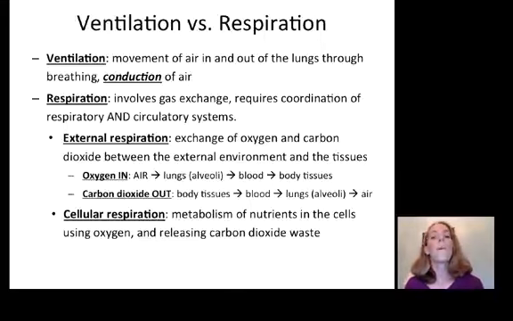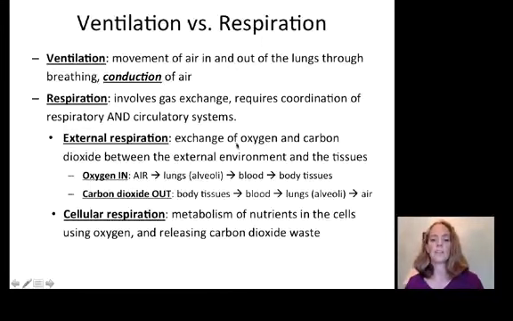Okay, so I want to make sure that we clearly define ventilation versus respiration. Most people think that respiration is breathing, and that's not the case. Ventilation is breathing. Ventilation is just the movement of air in and out of the lungs, and that is conduction of air. Respiration is actually the gas exchange. So respiration is the diffusion of oxygen and carbon dioxide. This requires the coordination of both respiratory and circulatory systems.